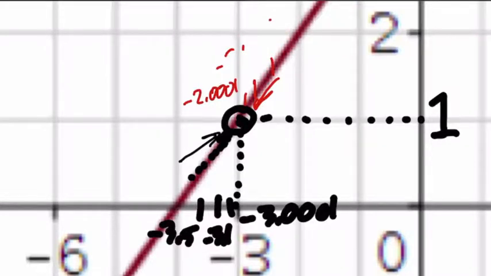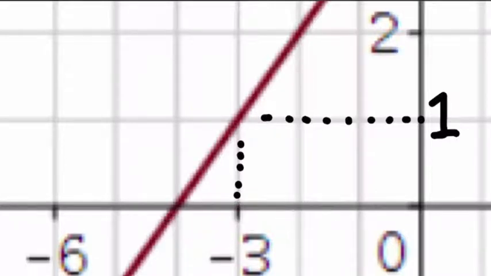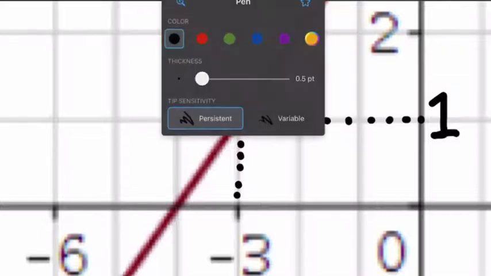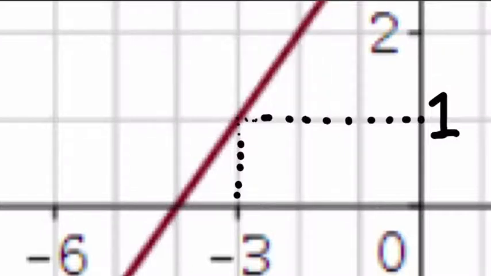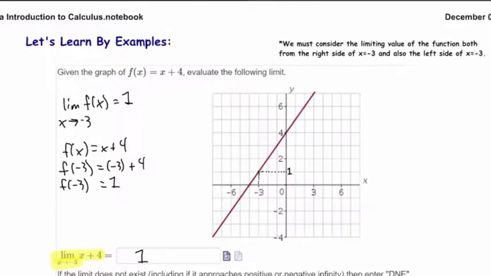Now in this case, there was no hole or gap to worry about, so I could just evaluate and get straight to my answer. But we could use our approach method, which we'll need to do later, to find our value here, which we found to be 1. All right, let's take a look at some more examples.